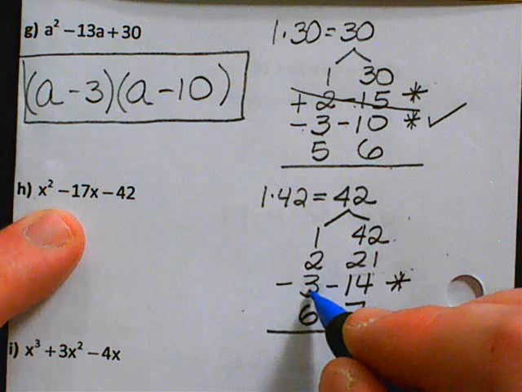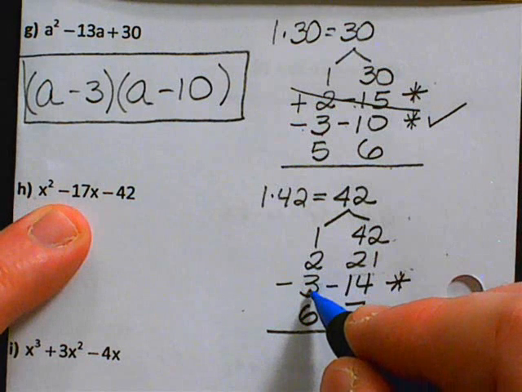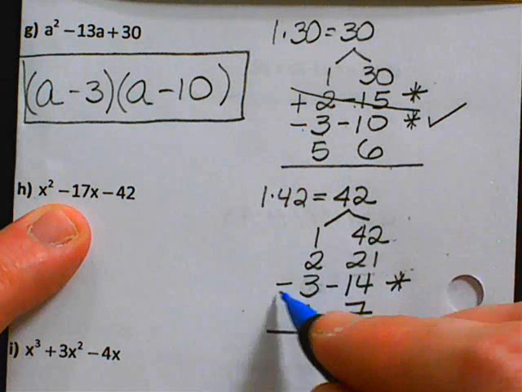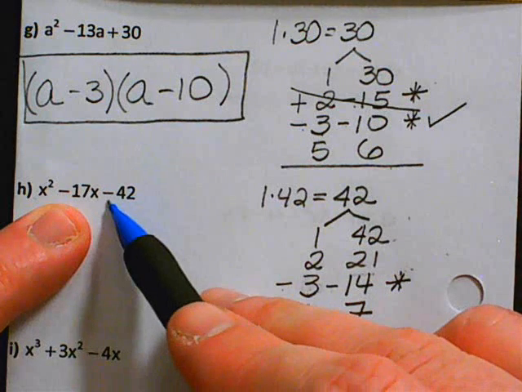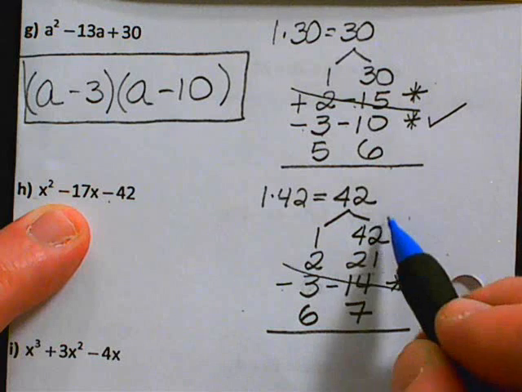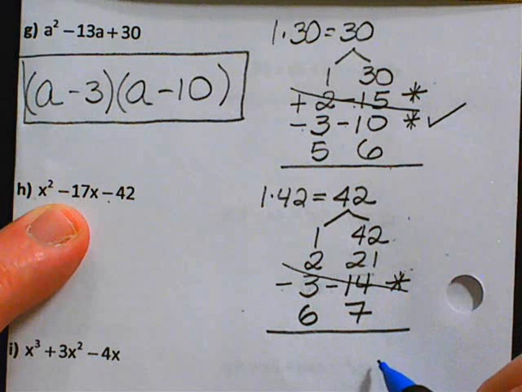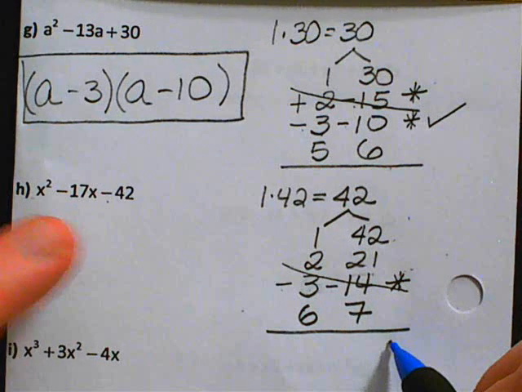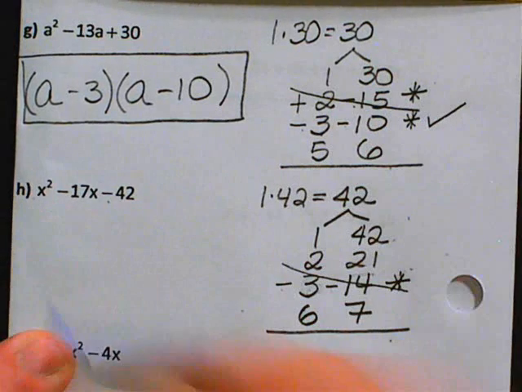Final check. A negative times a negative, does it give me this sign over here? No, it doesn't. So that fails. Do I have any other option that will give me 17? The answer is no. So that means my answer is prime.